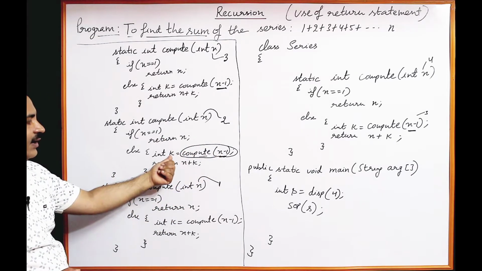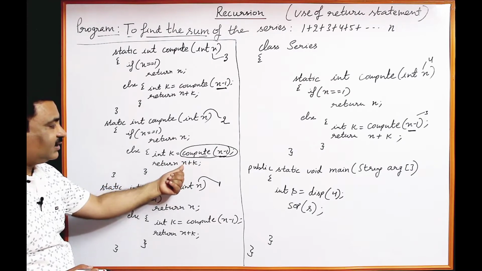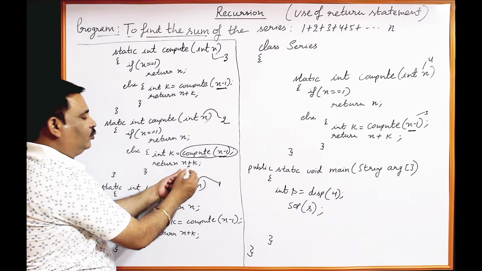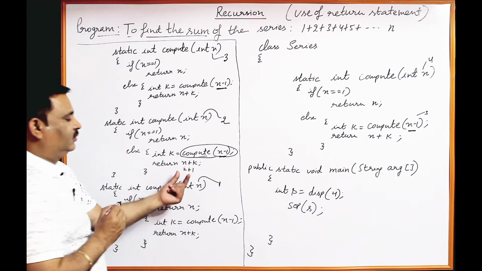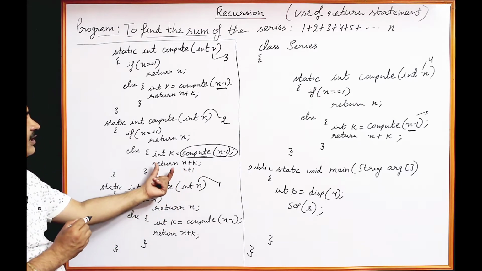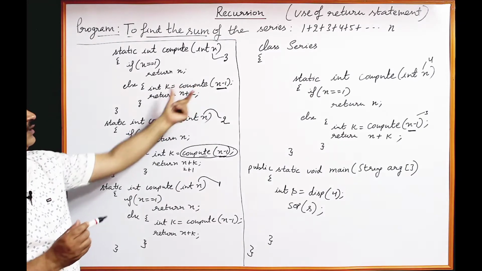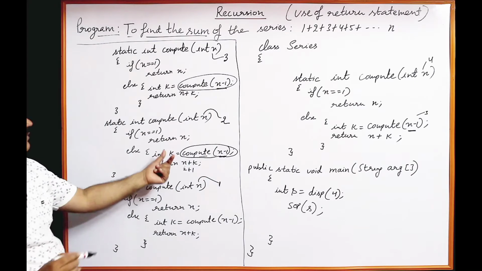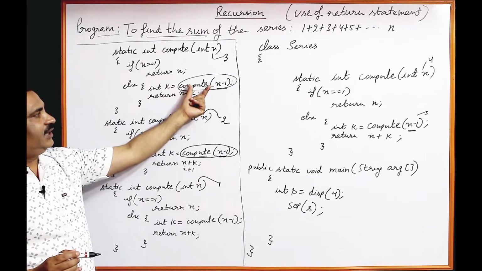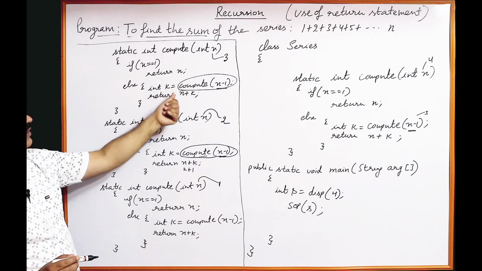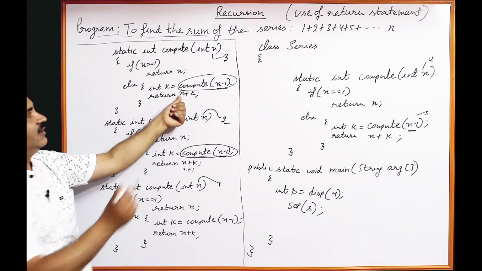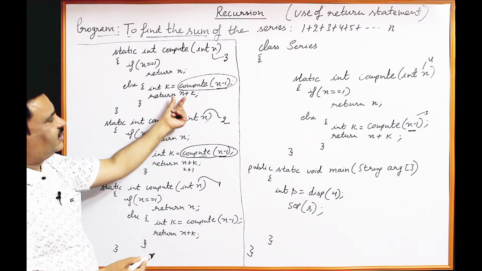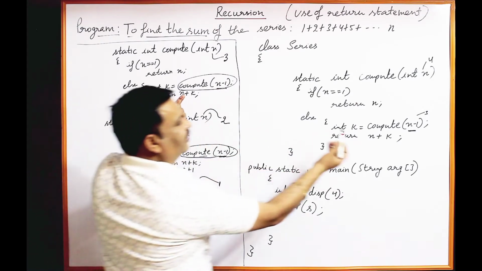The value of k will become 1. So 1 plus n. Here n is 2. So 2 plus 1, 3. Finally it will return 3 to this function call. Here it will be 3. So the value of k will be 3. 3 plus the value of n. n is 3. 3 plus 3, 6. So 6 will be returned to this function call.